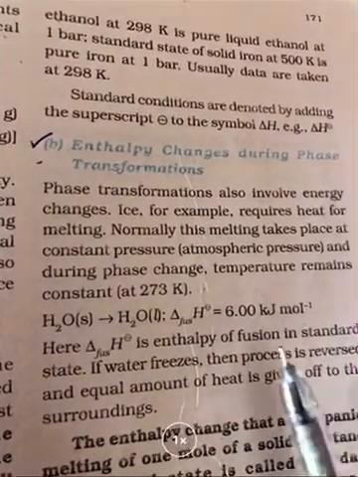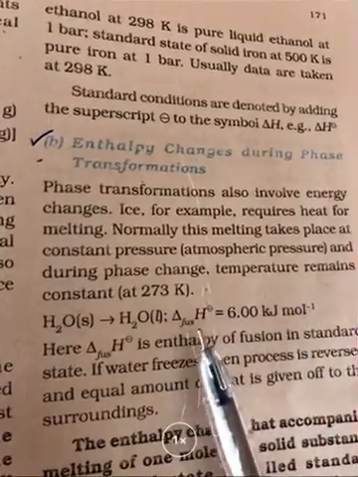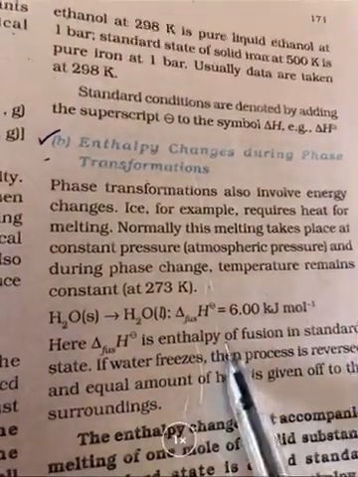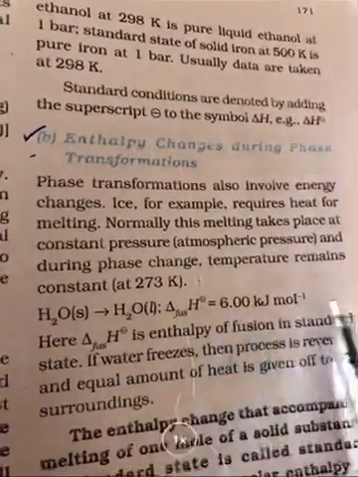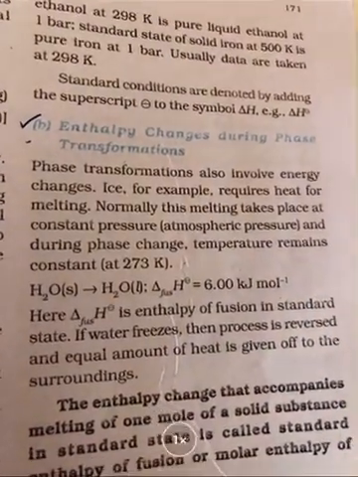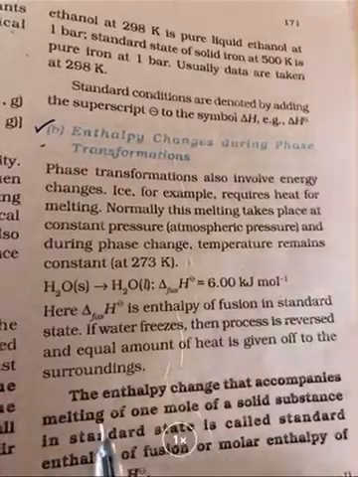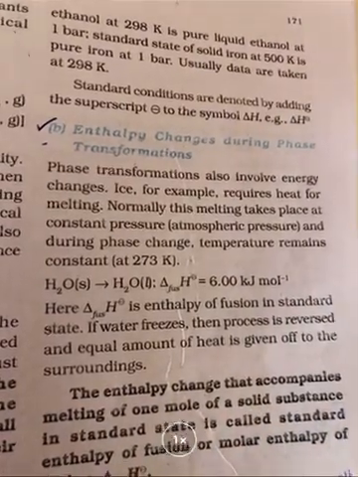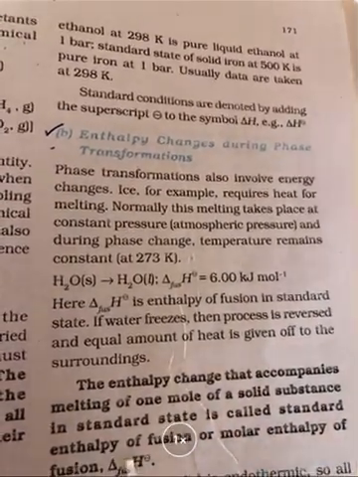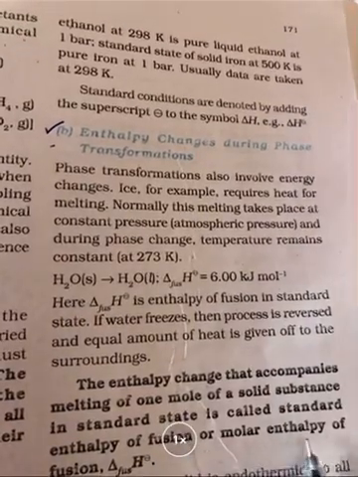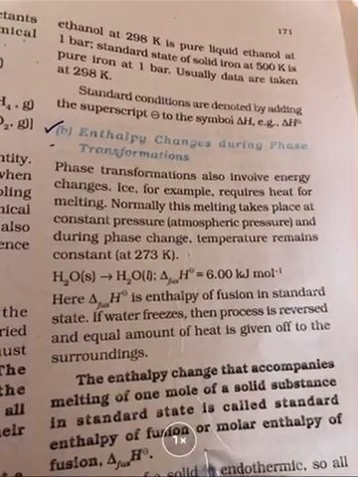As we have already studied, for water to liquid conversion, enthalpy of fusion is equal to 6 kilojoule per mole. And the enthalpy change that accompanies melting of 1 mole of a solid substance in standard state is called standard enthalpy of fusion or molar enthalpy of fusion.